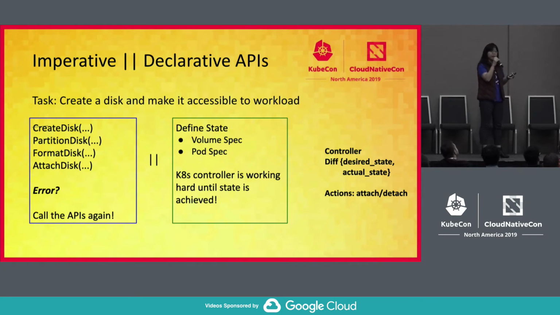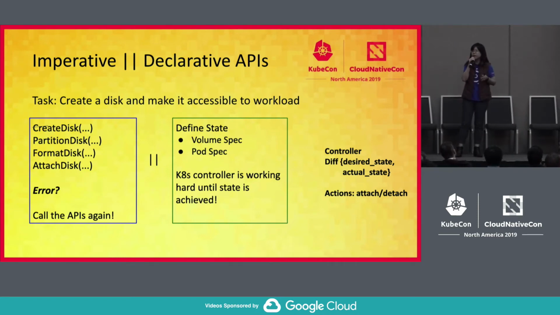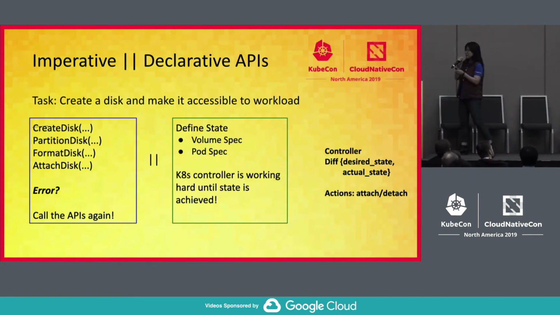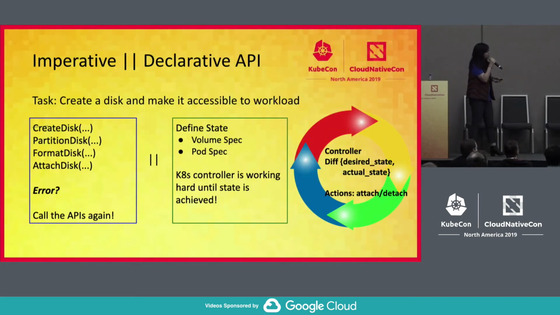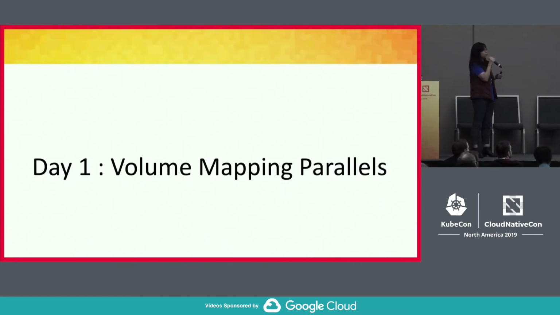And the controller will compare the desired state with the actual state and determine what action it needs to take. For example, it needs to attach a volume to a node, format it with the file system you just requested, and then mount it. Everything is done by the controller automatically. If anything goes wrong, the controller will just keep reconciling the states until it reaches the desired state. This is just a control loop. It keeps reconciling.